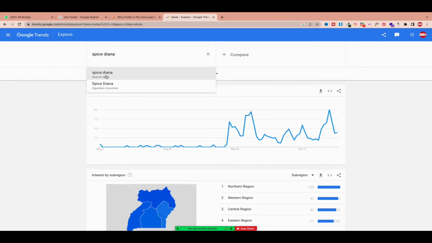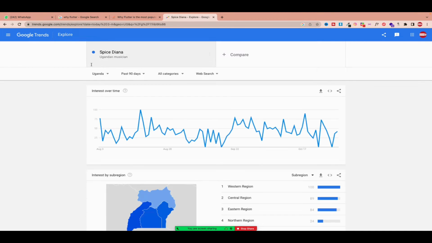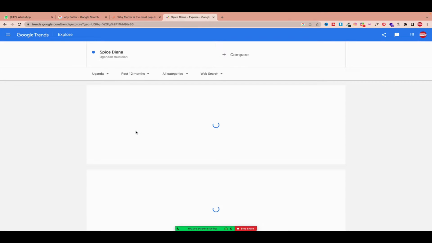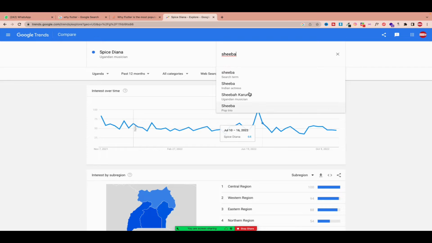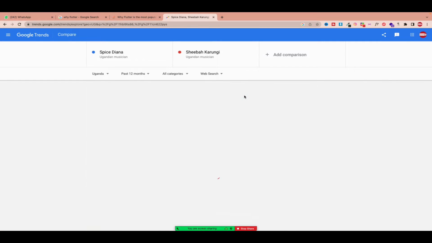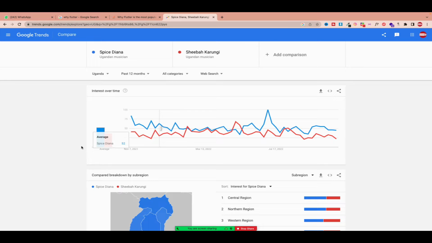So this is a term, just a keyword, or they say it is a Ugandan musician. So this one is specific. So Spice Diana first. Spice Diana is given blue. Let me set the period for the last 12 months. Okay, for the last 12 months, that is how the graph of Spice Diana has been for the past year. Now in the second section of compare, I put Shiba Karungi, Ugandan artist here. Then I click, and so Shiba is red, Spice Diana is blue.